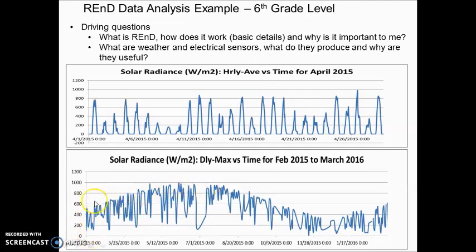However, when they look at even the daily basis throughout the course of a year, we have a variety of peaks that rise and fall throughout the course of the month. Yet the general trend holds true, that in the summer we will have more solar radiance than in the winter months.